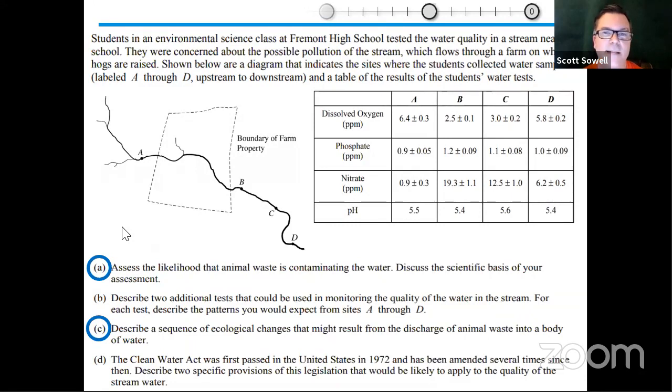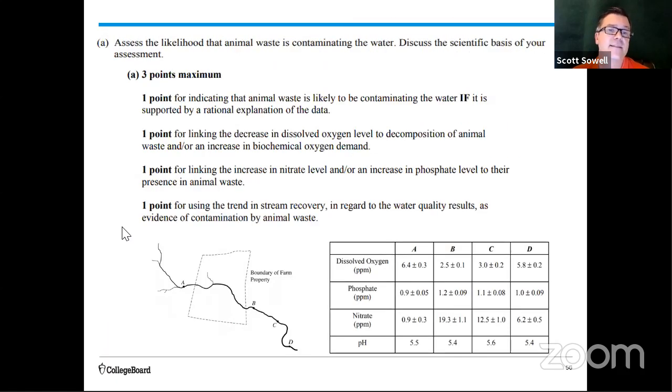All right, I lied. I said I was going to give you 3 minutes, but we're going to jump into it now. If you need more time, I apologize. So A says, did the hog farm cause it? That's what A is asking. Is the hog farm responsible for this water pollution? And so the answer is yes. And you get points for determining that, as well as using some of the data provided.